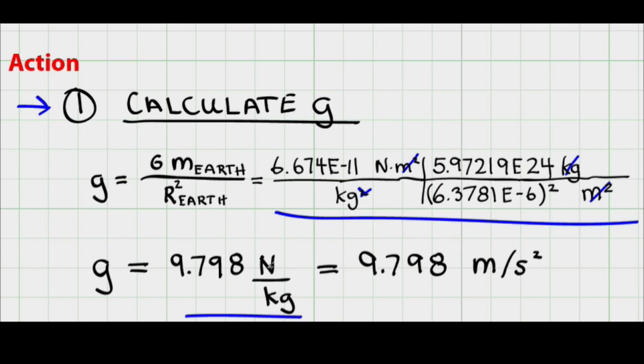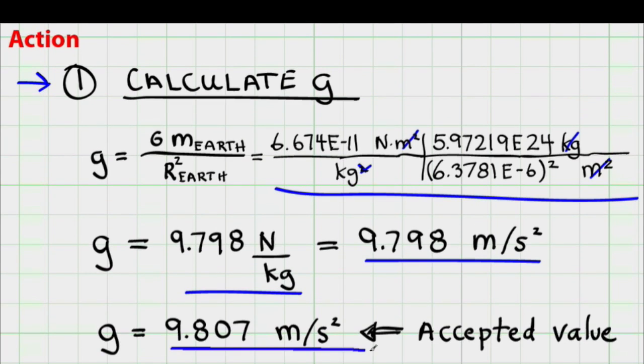And if I use the definition of a newton, I can also write this as 9.798 meters per second squared. And the accepted value of this number, if I use more accurate values of the mass of the Earth, the radius of the Earth, etc., is 9.807 meters per second squared.